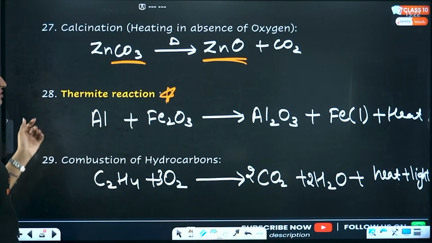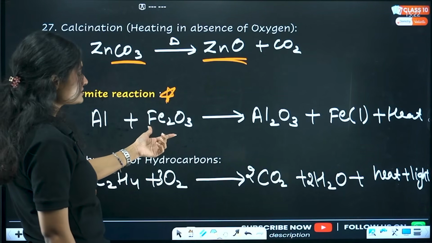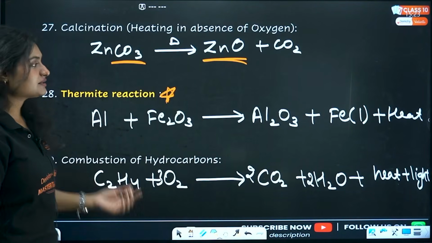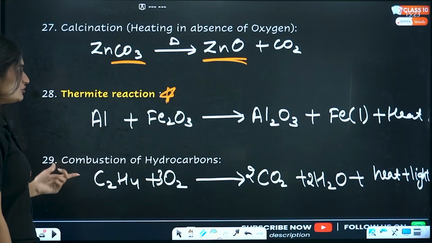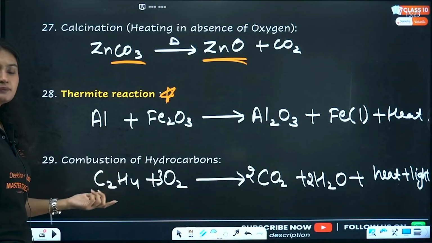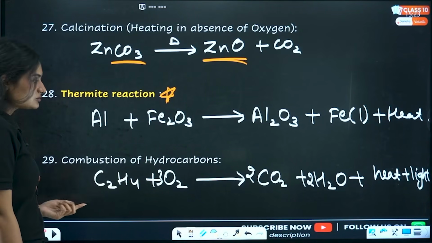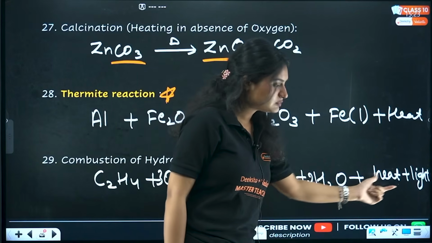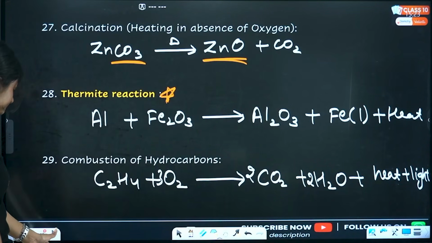Thermite reaction, very important. Aluminum reacts with iron oxide and we get aluminum oxide plus molten iron and lots of heat is released. That means this reaction is highly exothermic. Combustion means you supply oxygen to it. Any hydrocarbon, we get carbon dioxide, water plus a lot of heat and light.